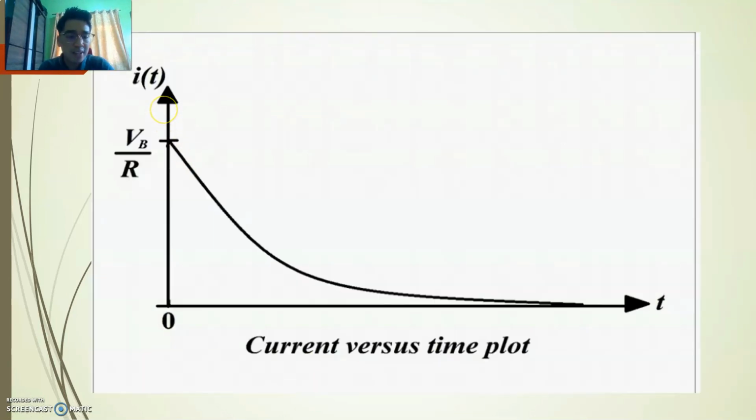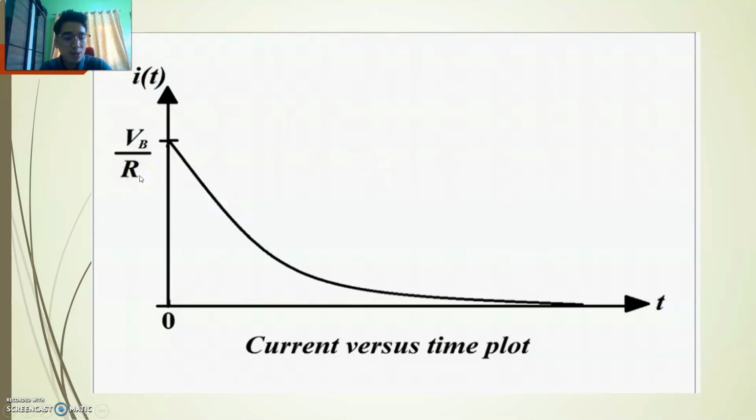Okay, we go to the next slide. The next parameter is the current with respect to time. Here it follows the opposite behavior. It goes from maximum to minimum, high to low. At the start, the current is maximum because the induced voltage was 0. If we put E induced as 0, the initial current is V_B over R, the maximum.